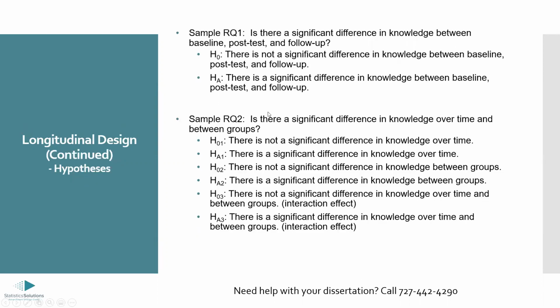And here are the sample hypotheses. So the hypotheses for that final question, the one that uses a mixed model ANOVA, it really has three sets of hypotheses. So you have what's called a within effect, you have a between effect, and you have an interaction effect. So the within effect is asking for differences over time. The between effect is looking for differences between groups, and the interaction effect is simultaneously looking for differences over time and between groups.